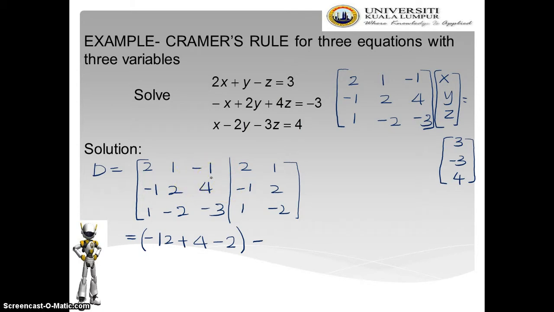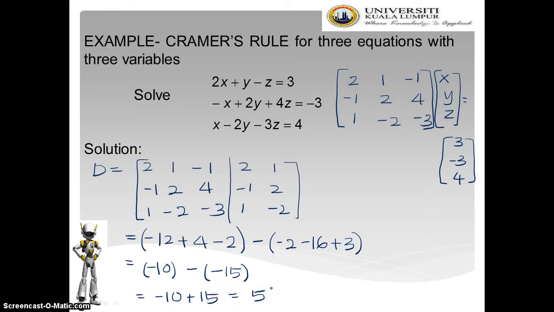another direction. 1 times 2 times negative 1, we get negative 2. Negative 2 times 4, negative 8, times 2, negative 16, right? Then negative 3 times negative 1 times 1, plus 3. Then we get negative 12 plus 4, negative 8, minus 2, negative 10. Minus with negative 2 times 8, minus 16, negative 18, plus 3, negative 15. So negative 10 plus 15, we get 5. So this is your D.